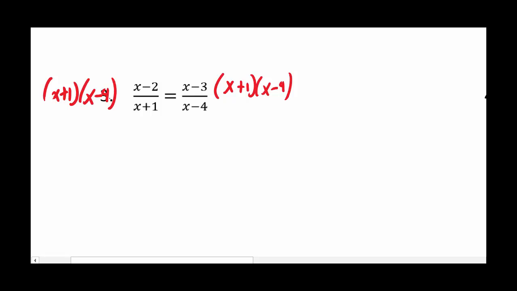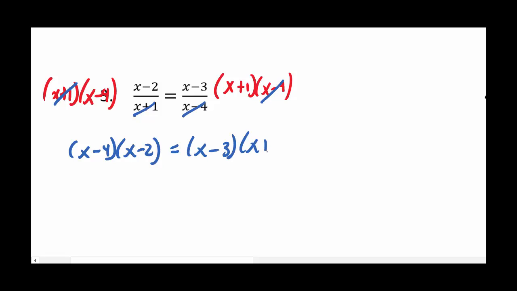Number 3, I'm going to go ahead and multiply by a common denominator. So that would be x plus 1 and x minus 4 to both sides. Now, oddly enough, when I do that, it's going to basically look like we're cross-multiplying. So here, the x plus 1's on the left side divide out, and I'm left with x minus 4 and x minus 2. On the right side, the x minus 4's divide out, and I'm left with x minus 3 and x plus 1. Then I want to FOIL, multiply that out.